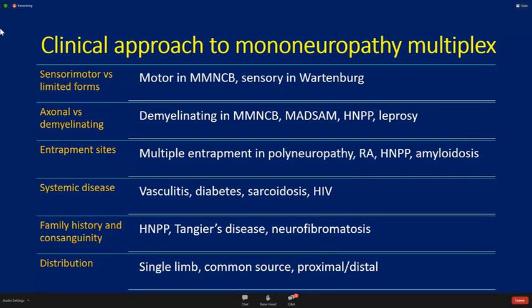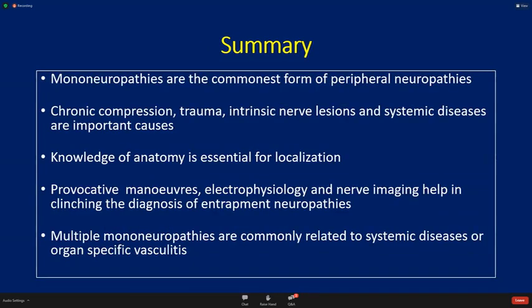And distribution. You have to know that if it is a single limb showing multiple involvement, it is more likely to be a plexus rather than a multiple mononeuropathy. And proximal and distal involvement can occur, particularly when it is vasculitis. So I would summarize that this is a very common form of peripheral neuropathy, and the knowledge of anatomy is essential for localization, and knowledge of provocative maneuvers is also important to finalize that it is an entrapment neuropathy and not due to an alternate etiology. Thank you.